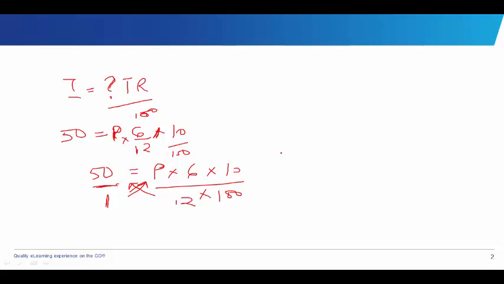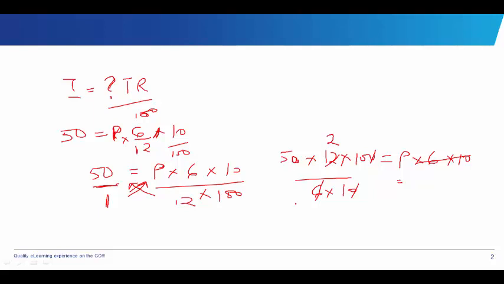So it will now be 50 times 12 times 100 equals P times 6 times 10. To leave P alone on this side, we'll divide this side by 6 times 10, so that to cancel this, we'll have it here. So this 0 will cancel this 0. This 6 divides 12, we have 2 left. So now we have P equals this 50 times 2 times 10.